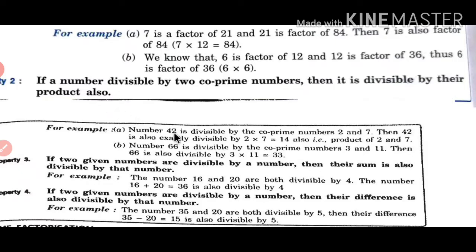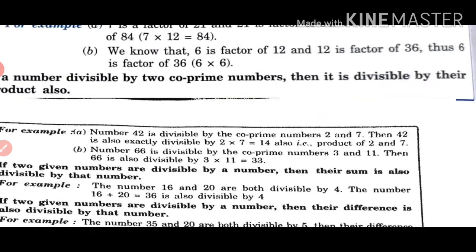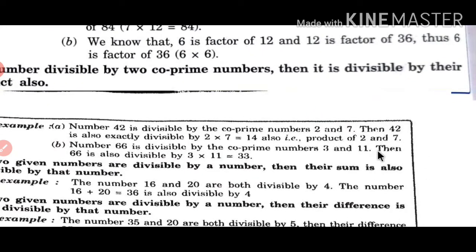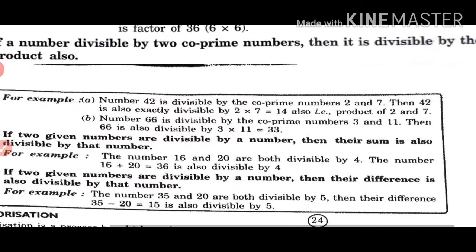Let us see a second example. The number 66 is divisible by two co-prime numbers 3 and 11. Then 66 is also divisible by the product, or the multiplication, of 3 and 11. So 3 into 11 is equal to 33, and 66 is divisible by 33 also. So if a number is divisible by two co-prime numbers, then it is divisible by their product also.